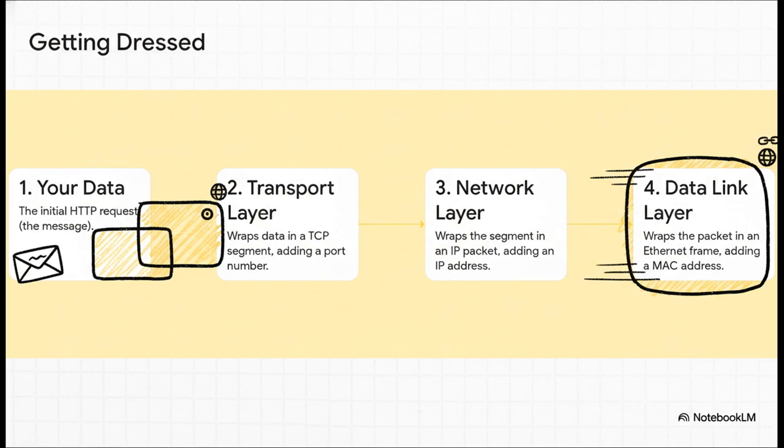Your initial request, that's the core message. First, the transport layer wraps it in something called a TCP segment, adding a port number. Think of that port number as the specific apartment number for the app on the server. Then the network layer wraps that in an IP packet, adding the global IP address, which is like the building's main street address. And finally, the data link layer adds the last wrapper, an Ethernet frame, with the local address for the very next device it needs to talk to. See, each layer adds another crucial piece of the address.